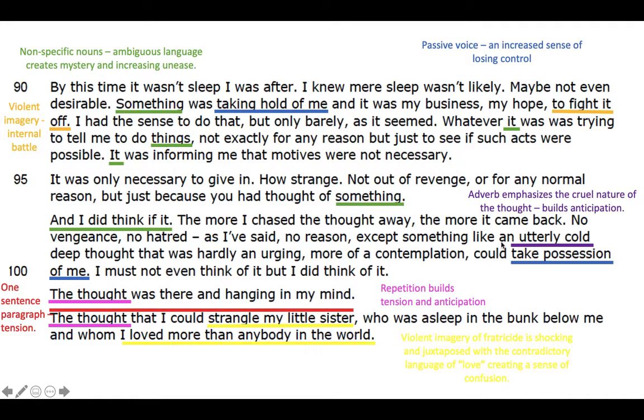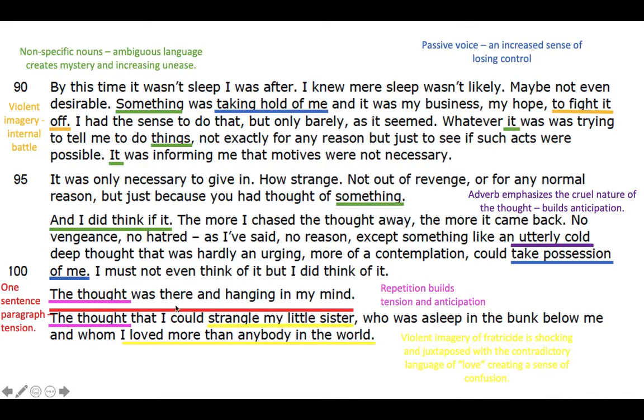She refers to this thought as utterly cold. So the adverb utterly really emphasizes the cruel nature of the thought. And again, we're thinking, well, what on earth is she thinking? And we got, again, this passive voice. It takes possession of me. So she's really losing control of her mind. She can't help what she's thinking. And we've got the repetition, building tension and anticipation. The thought was there and hanging in my mind. The thought. And finally she says it, that I could strangle my sister.